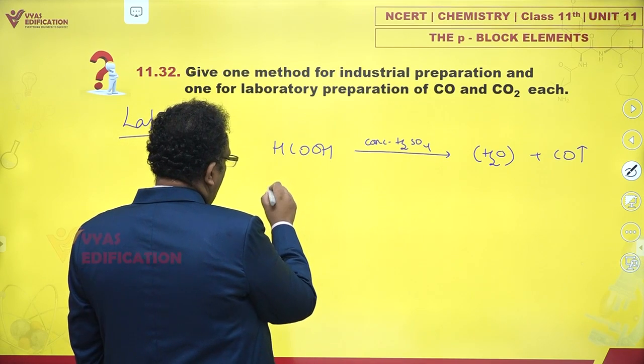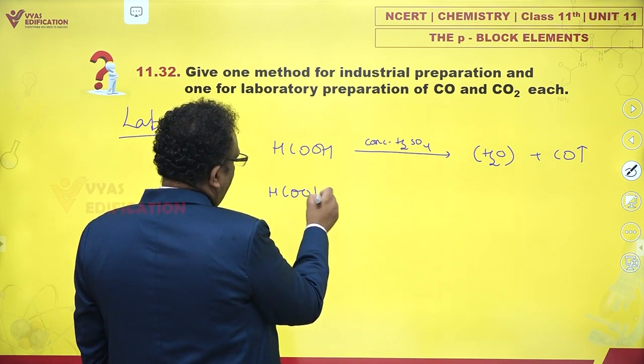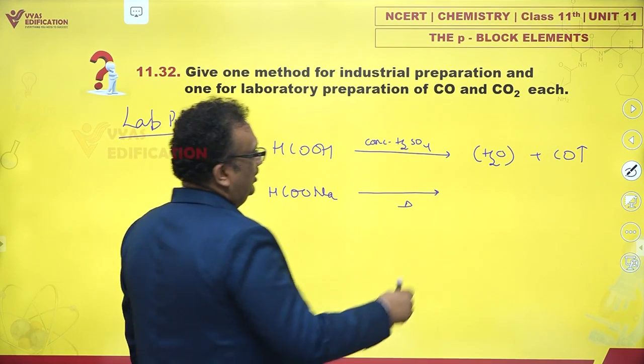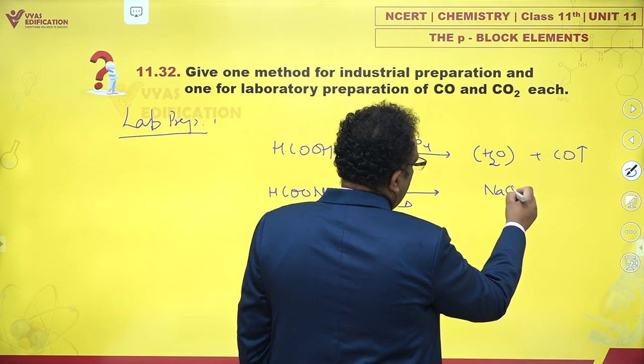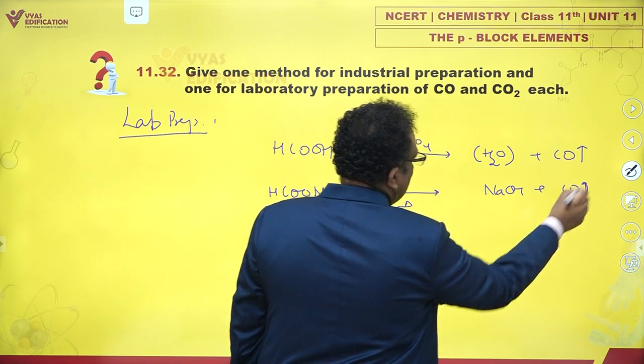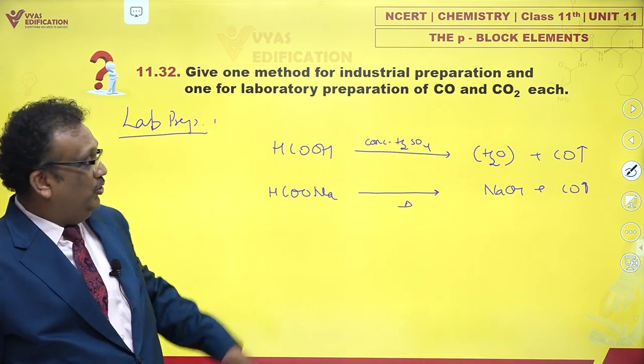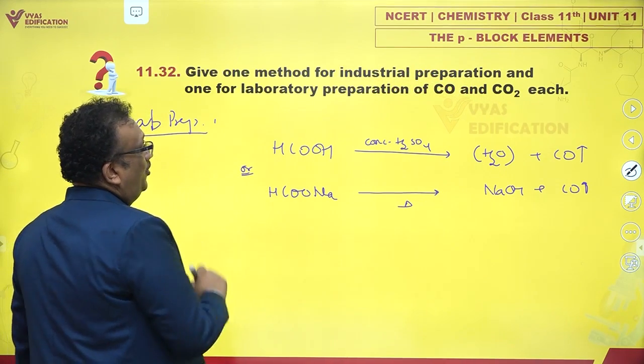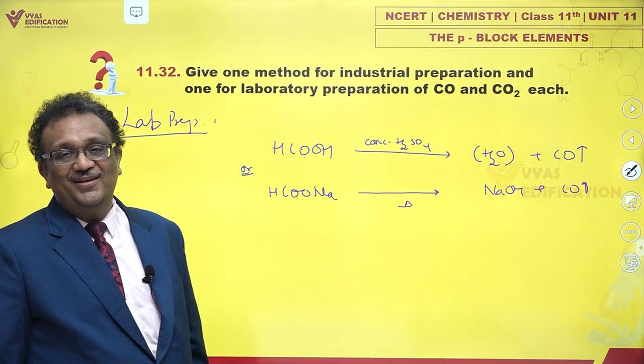Another method is you take HCOONa and you just heat it. You find you are left with NaOH and it gives away CO. Both are, any of them, laboratory methods for obtaining carbon monoxide.